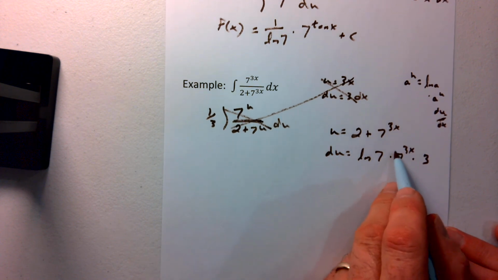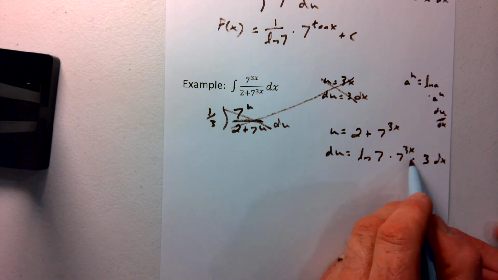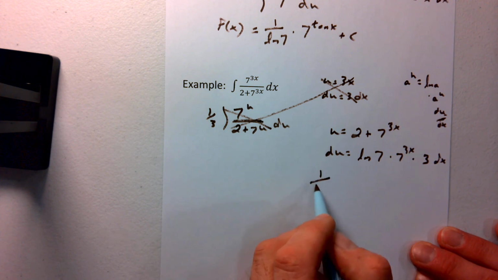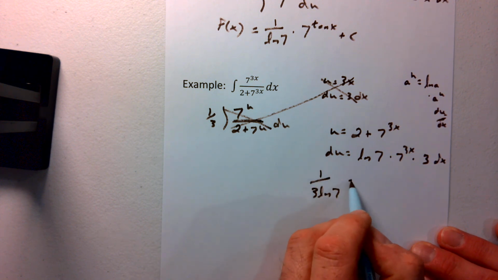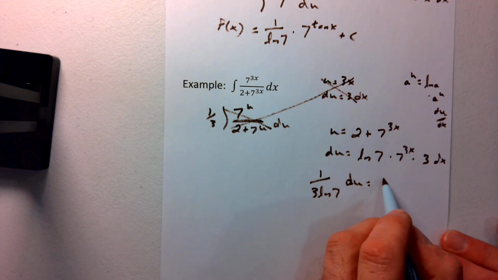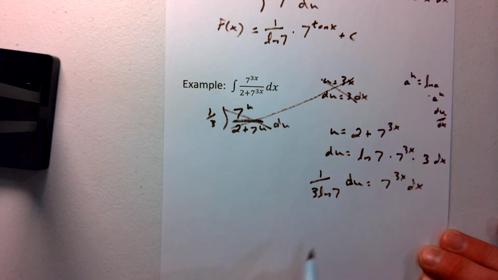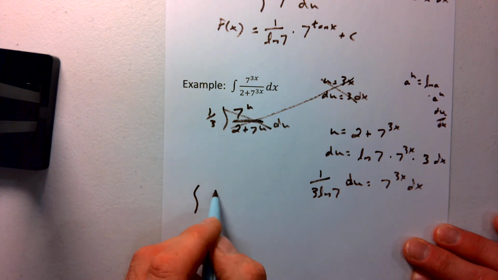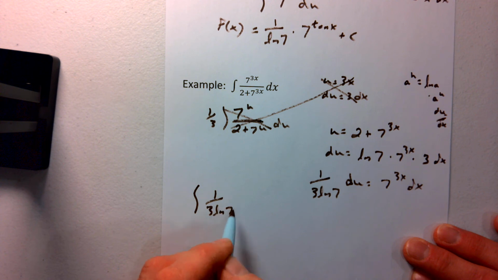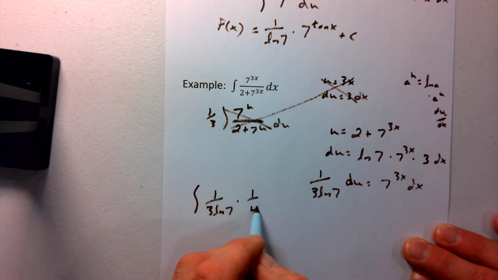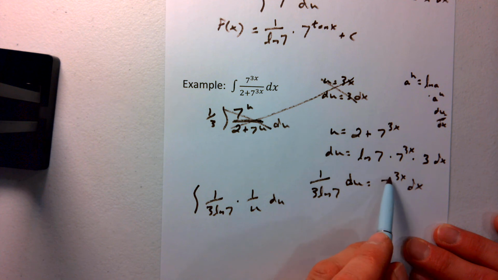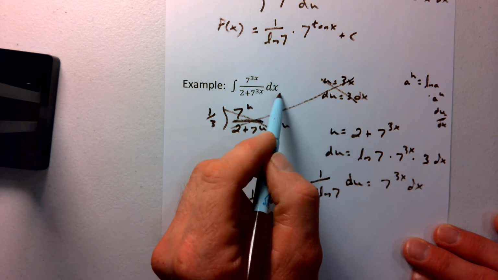Can I use any of that? Well, I can use dx. I can use that 7 to the 3x, can't I? So if I divide these two things over, I get 1 over 3 natural logs of 7 du equals 7 to the 3x dx. Coming back then, I have the integration of 1 over 3 natural logs of 7 times 1 over u du. Take a minute to look at that. So I have 7 to the 3x times dx. That is this part here.